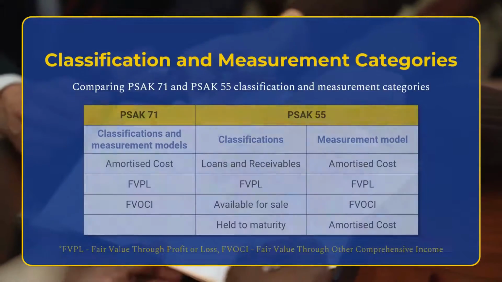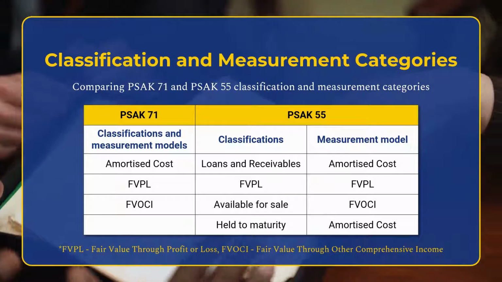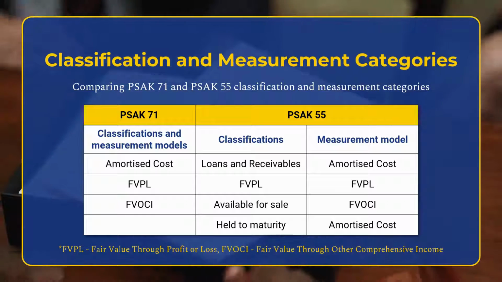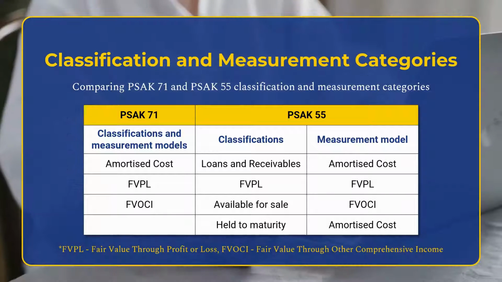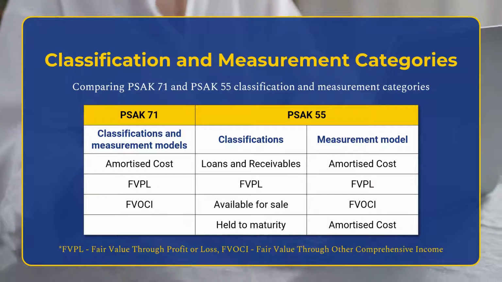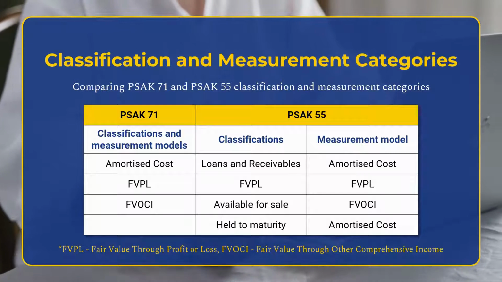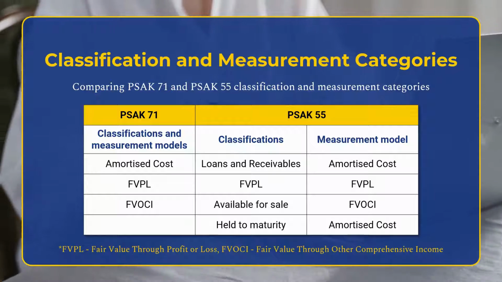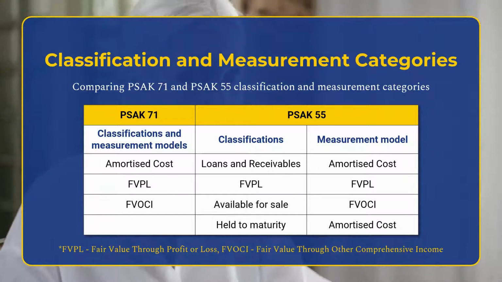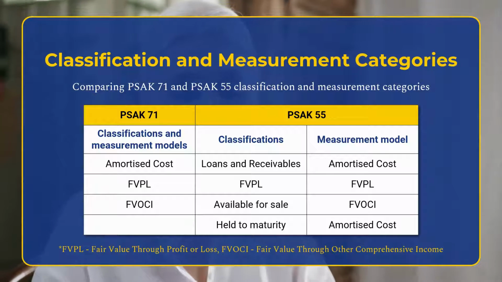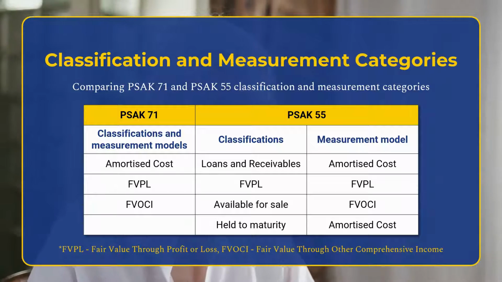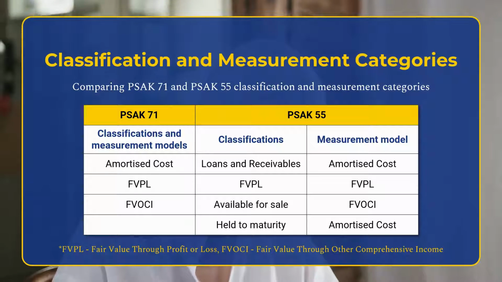Now here comes the comparison of classification and measurement categories that we got from PricewaterhouseCoopers documentation, based on PSAK 55 and PSAK 71. Under PSAK 55, how assets are classified generally determines the basis for their measurement. The group classified the financial assets into categories: loans and receivables, which are measured at amortized cost; fair value through profit or loss; available for sale financial assets, which are measured at fair value through other comprehensive income; and financial assets held to maturity, which are measured at amortized cost.